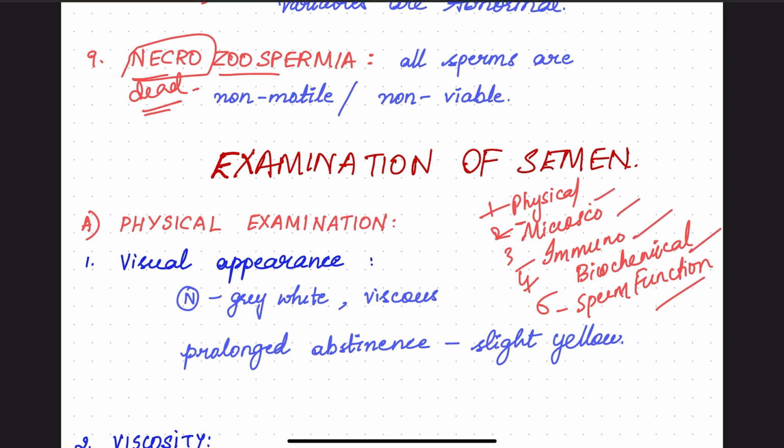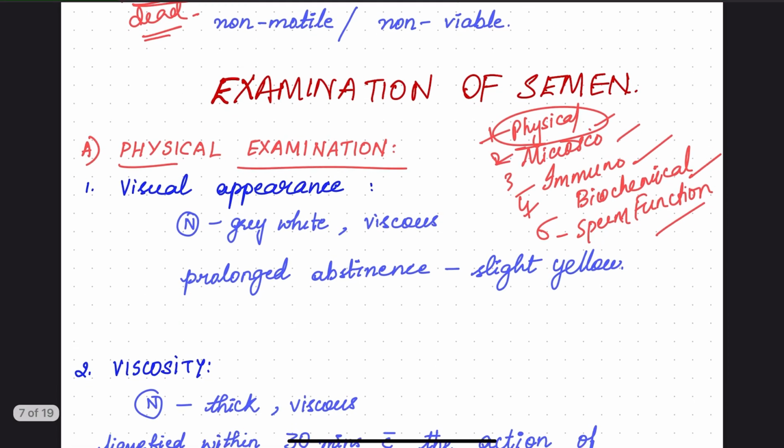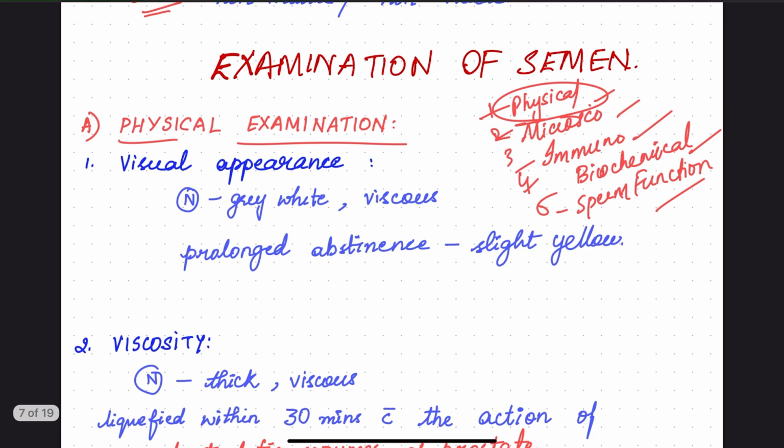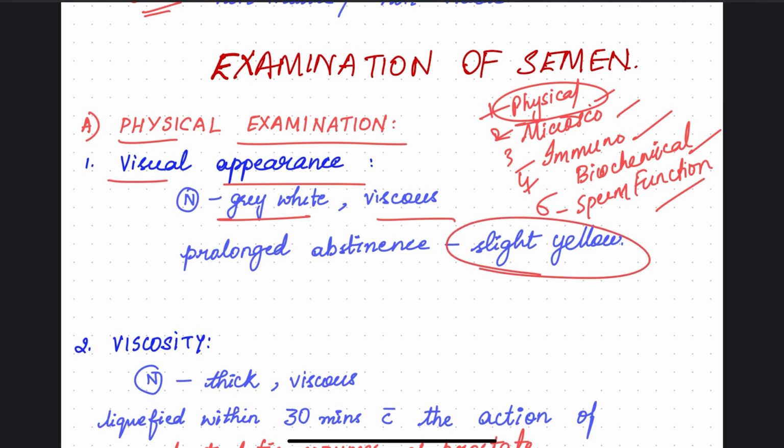Let us begin with physical examination. Physical examination of semen means what you see with your naked eye. As soon as you receive the sample, note the visual appearance. Normally it is grey, white and viscous. In some cases of prolonged abstinence, the color might be slightly yellow.